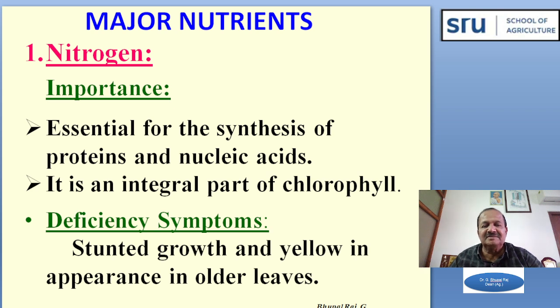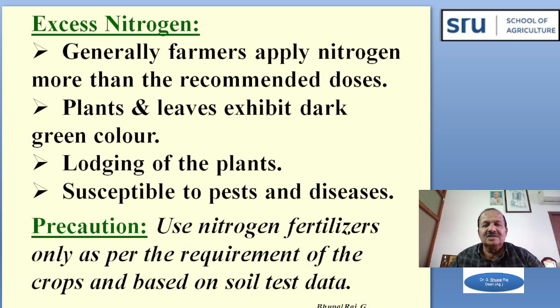Then deficiency symptoms, how we can identify nitrogen deficiency. In general, the common symptom in all the crops is stunted growth and yellow appearance in the older leaves. Nowadays, farmers are applying excess doses of nitrogen fertilizers, even more than the recommended doses which are prescribed. The plants and leaves generally exhibit a very dark green color when we apply an excess dose of nitrogen fertilizers. Due to the excess application of nitrogen fertilizers, there will be lodging of the plants, so plants will fall down.